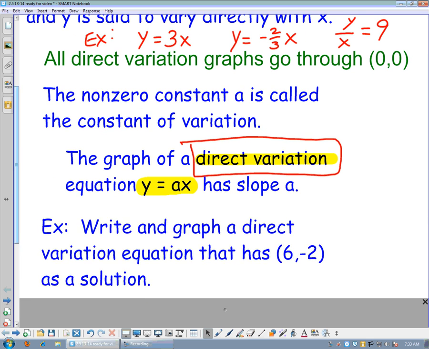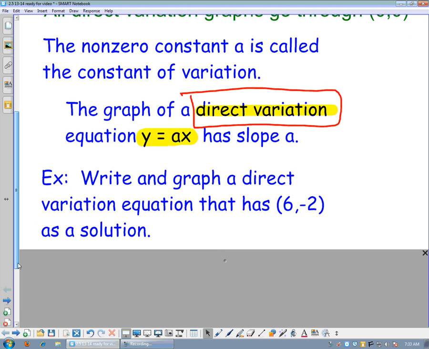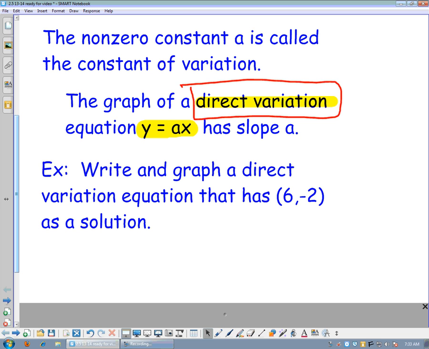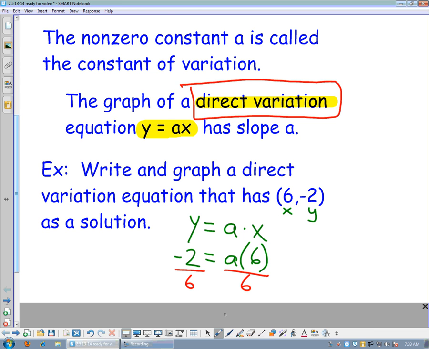With this example, you're going to write and graph a direct variation equation that has 6, negative 2 as a solution. So what I would suggest is that you start off with your equation, y equals a times x, and plug in the x value. If I plug in negative 2 for y and 6 for x, and divide both sides by 6 to solve for a, I end up getting a equaling negative 2/6, or the same thing as negative 1/3.